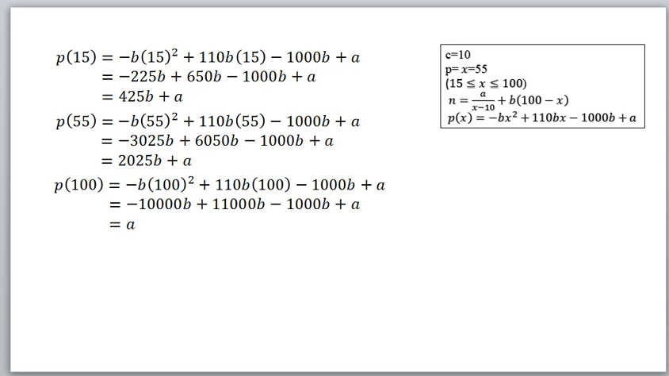From this, it is clear that 55 gives us the greatest profit. Hence, 55 must be the correct answer.